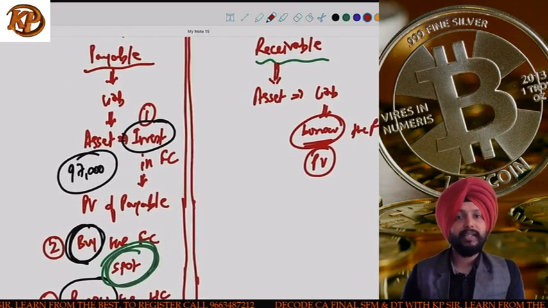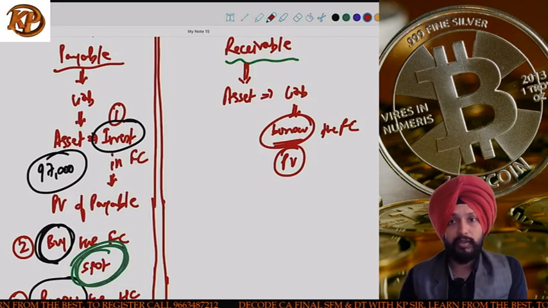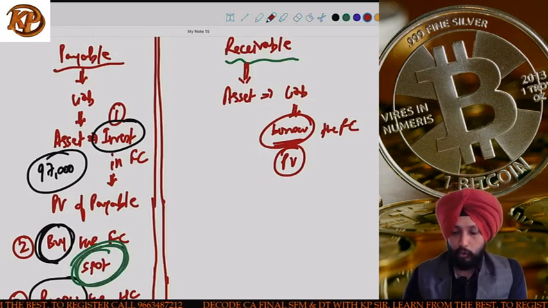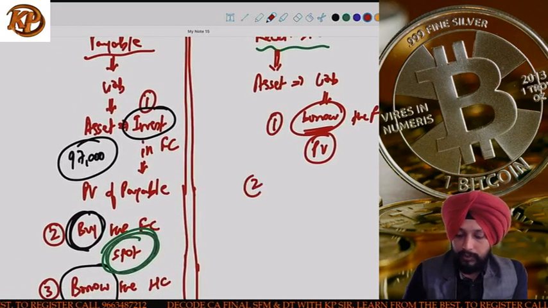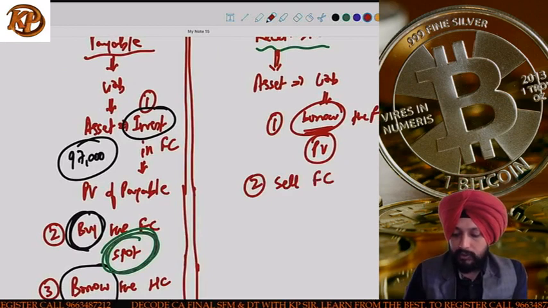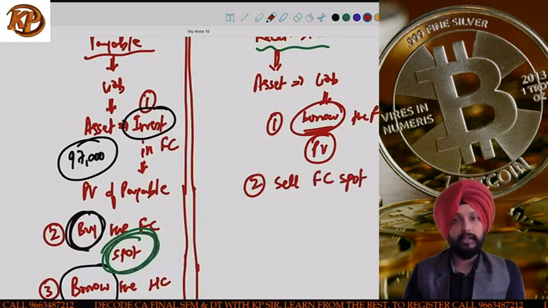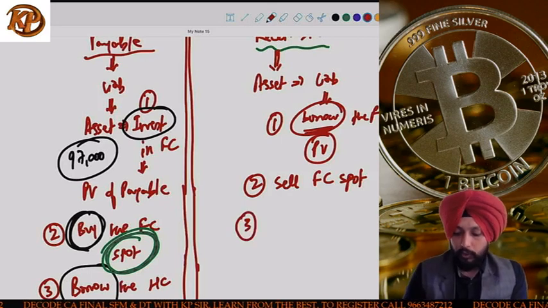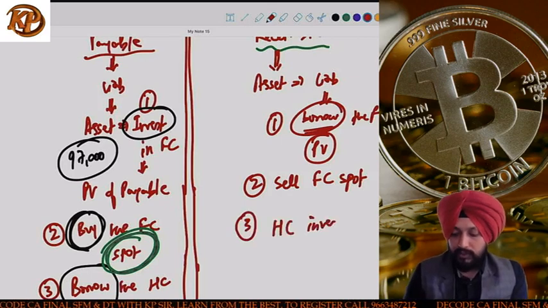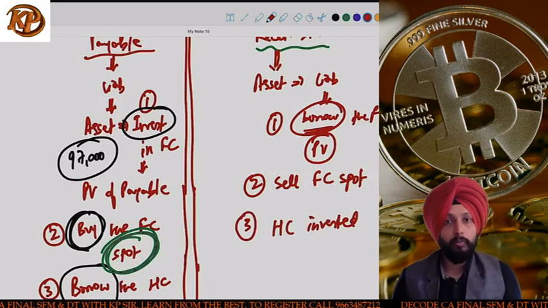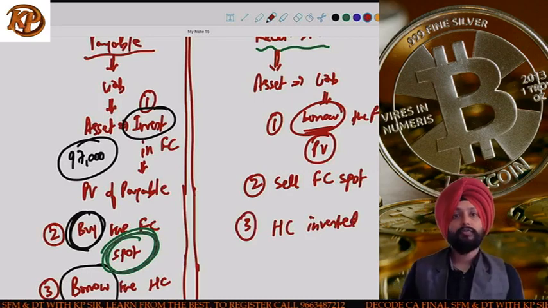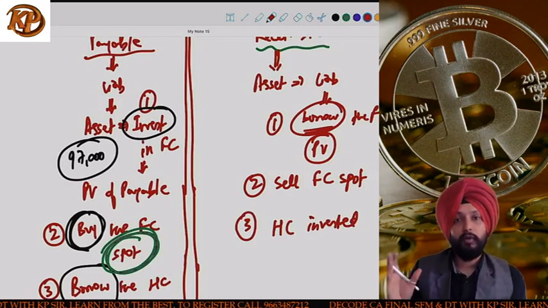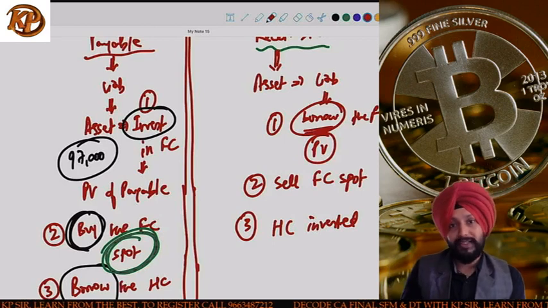So basically in this case, you borrow the foreign currency today, and this is your step 1. Next thing you do is sell foreign currency in the spot market. That's the second thing you do. You sell the foreign currency in the spot market, and whatever home currency you get, home currency will be invested. That's step 3. So first step is that you borrow the present value of the foreign currency.